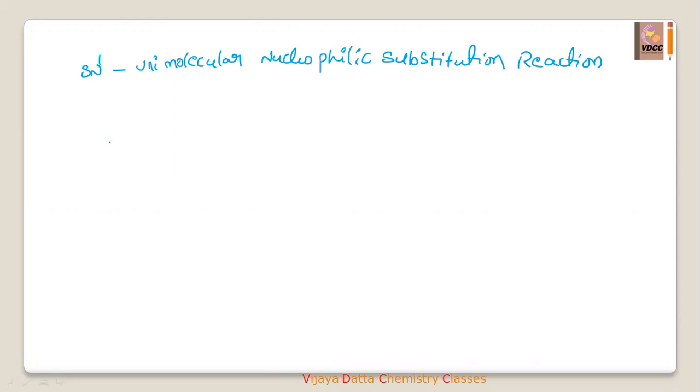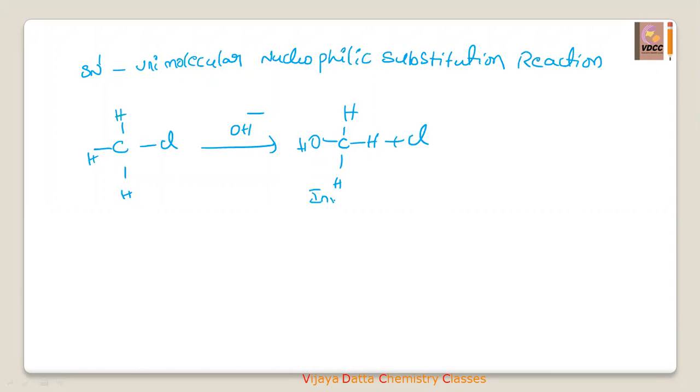SN2 reaction is nothing but the methyl group, CH3Cl. The nucleophile OH minus is attacked, then we get CH3OH and Cl minus. This is called inversion. This is only the SN2 reaction we have studied. Why did we get inversion? Because OH minus attacked from the back side, isn't it? Attacks from the back side.